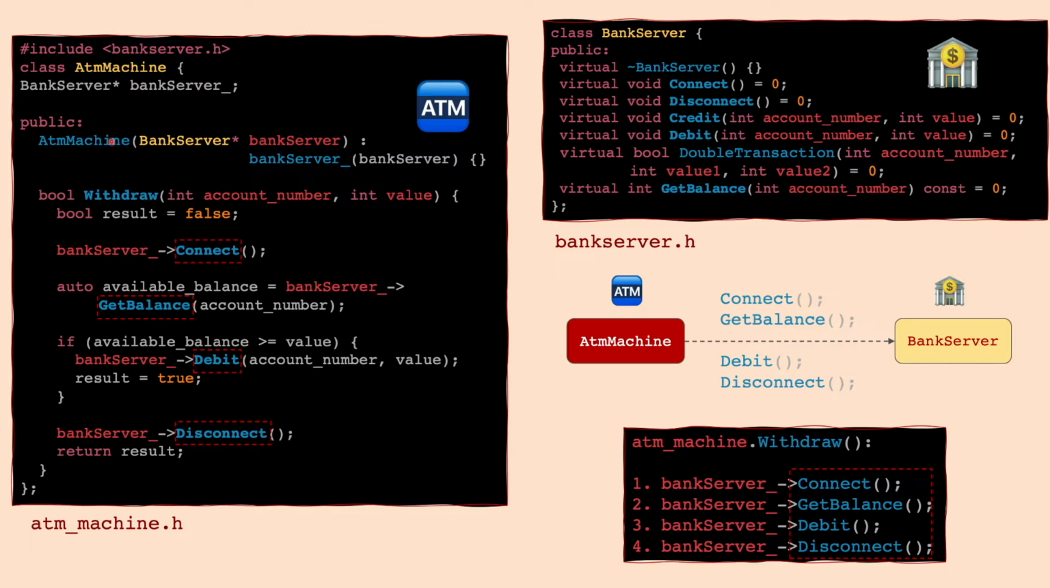Once my ATM machine has access to a valid object of this type, then it can go ahead and use it in the withdraw function. It first connects, it calls get balance. If the balance was enough, it calls debit, and then it calls disconnect.